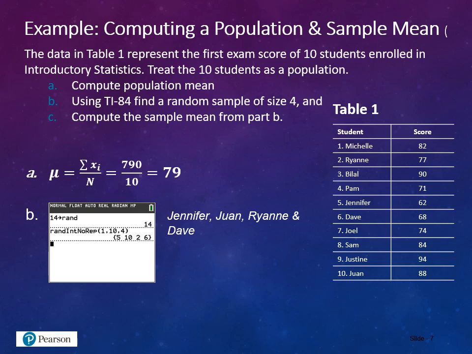Okay, compute the sample mean from Part B. So now we're going to do a similar thing, but we're just going to take the scores for the 4 people from Part B. So Jennifer, Juan, Ryan, and Dave, add their scores together, and then divide by the total number in the sample, which is 4. So when we do that, adding those 4 scores together, we get 295 divided by 4, which is 73.8. So the sample mean is 73.8. The population mean is 79.